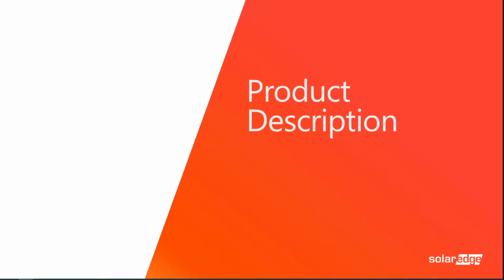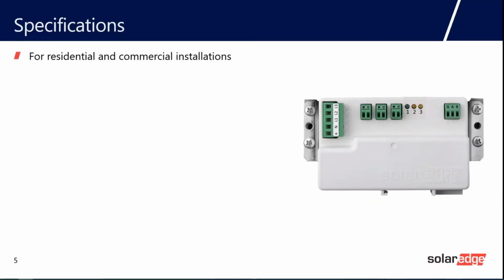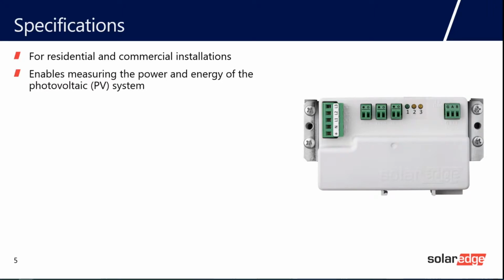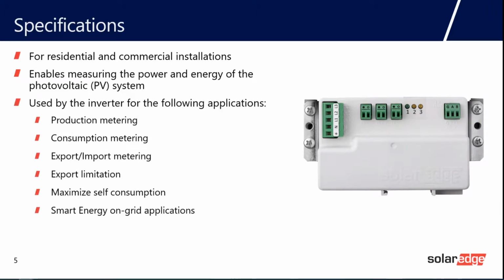Product description. The meter is small, easy to install, and fits in a standard electrical panel, for supporting residential, commercial, and utility-size installations. It enables measuring the power and energy of the PV system, and is used by the inverter for different applications such as high-accuracy energy readings, in production and consumption monitoring, import and export meter readings, export limitation functionality, maximized self-consumption and smart energy on-grid applications.